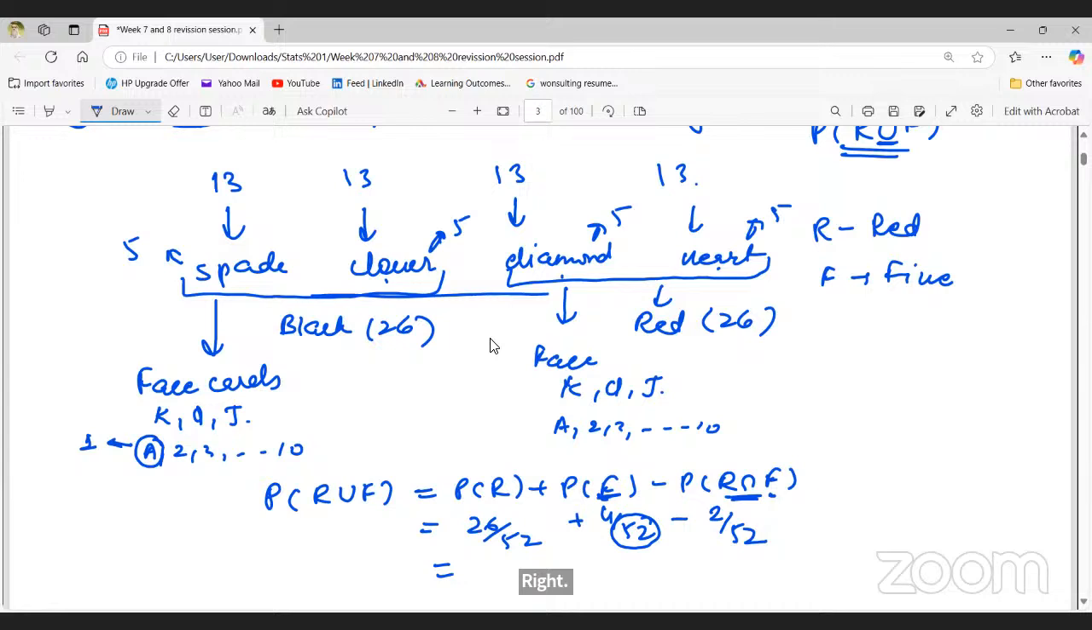Ma'am, we are choosing five cards from the four categories: spade, diamond, heart, and club. No, we are not choosing 5 cards. We are choosing cards with number 5 on it. There is a card with number 5, a card with number 2, 3.